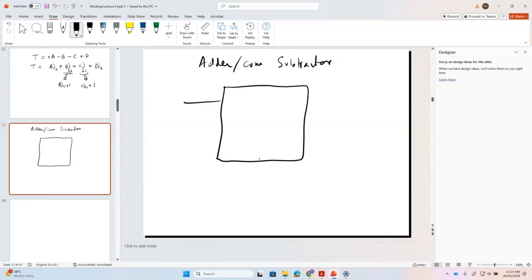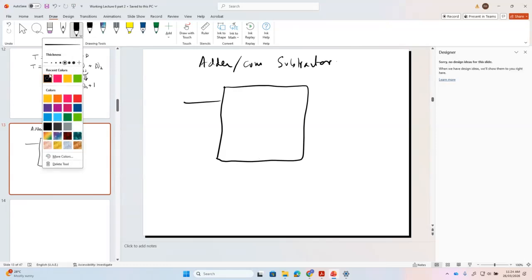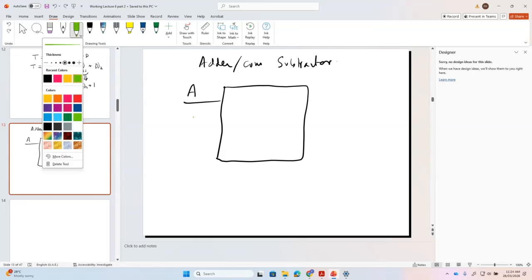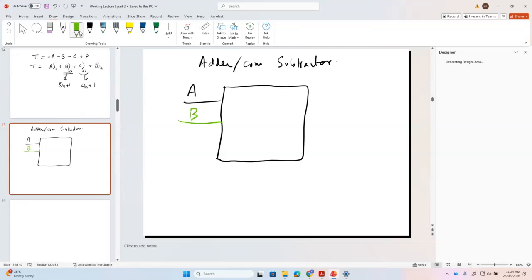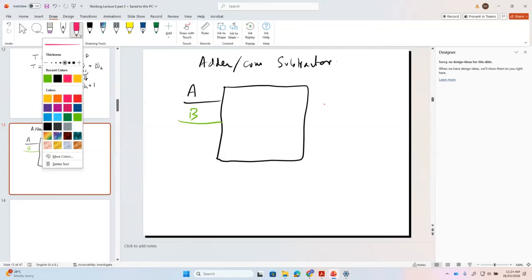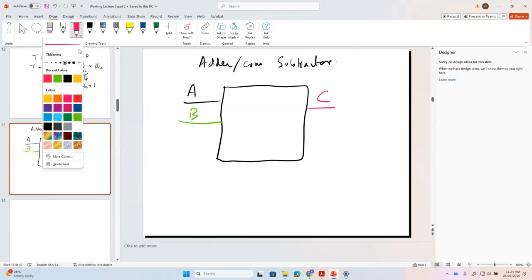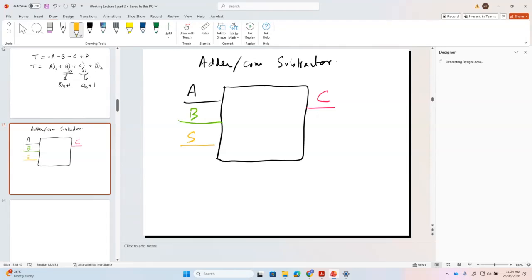We have two inputs. The first input is A, that's the black color. And the second input is B, which is now the green color. And let's assume my output is C, which is the red color. Now we also have a select line. So this is my select line S.